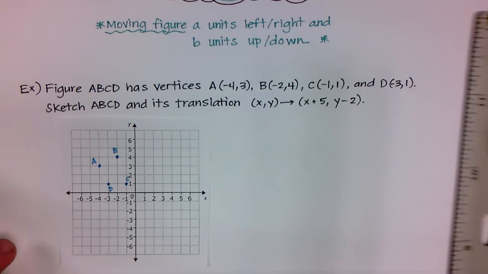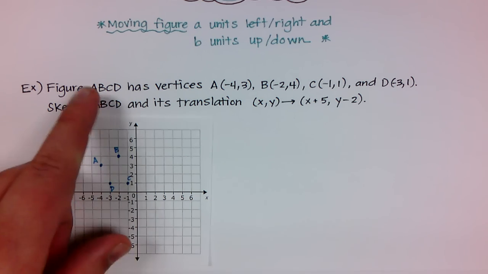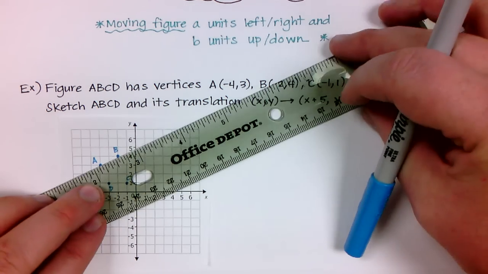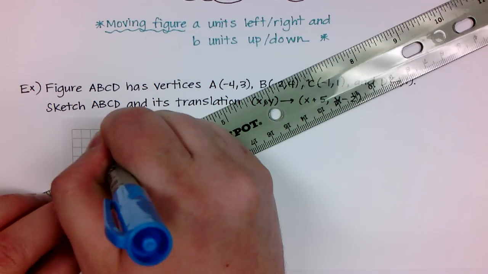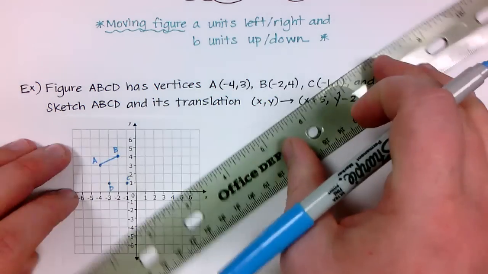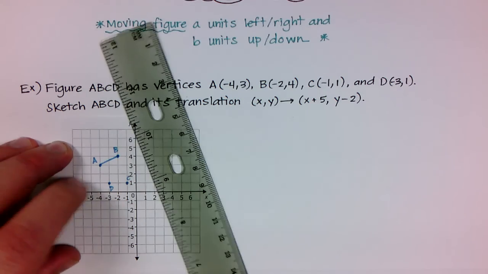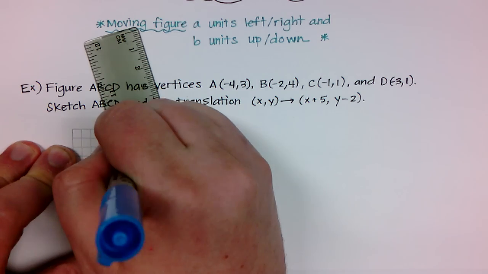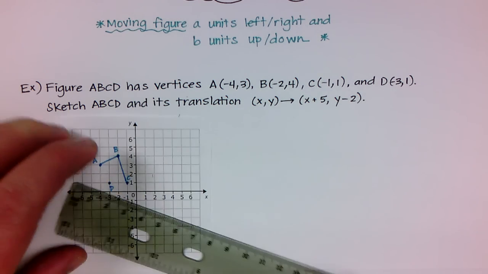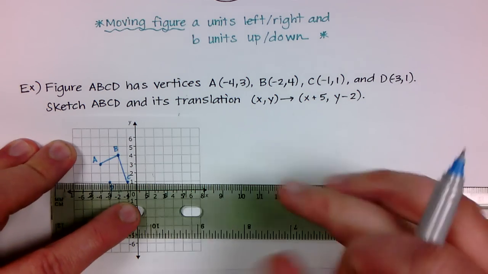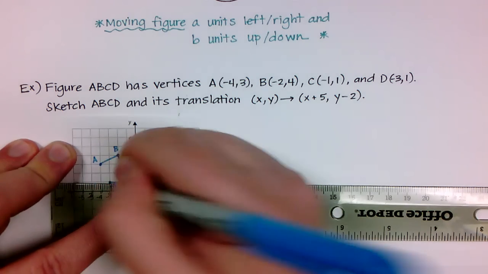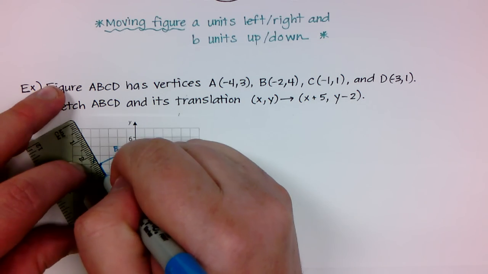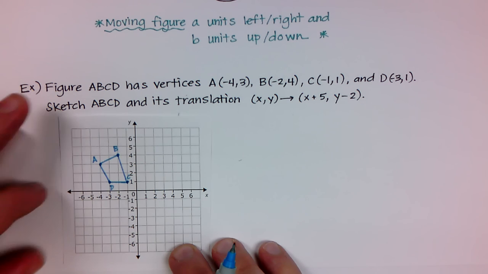Whenever it gives you an image and it tells you the order that it's listed, that's the order that you need to connect the dots, because sometimes the images might get more complicated and you just need to make sure that you're connecting them in the proper order and not connecting A to C, for instance. That would be wrong. All right, so that's what my image looks like right there.